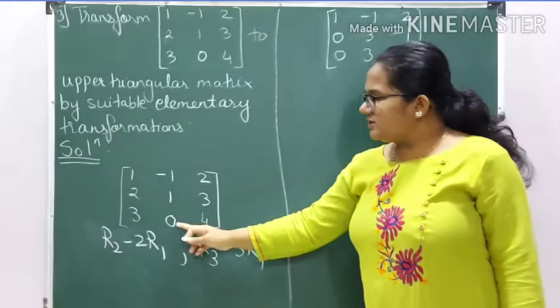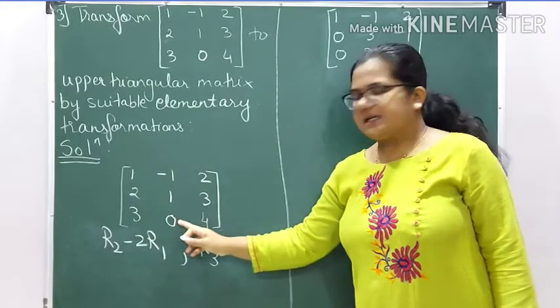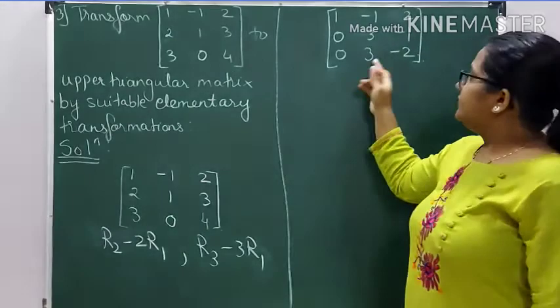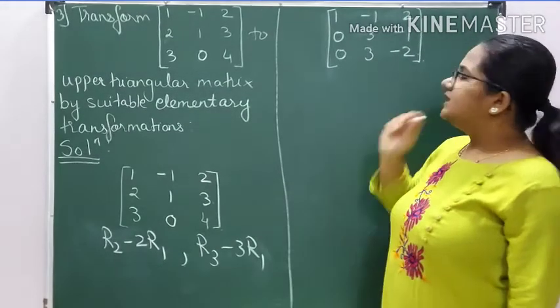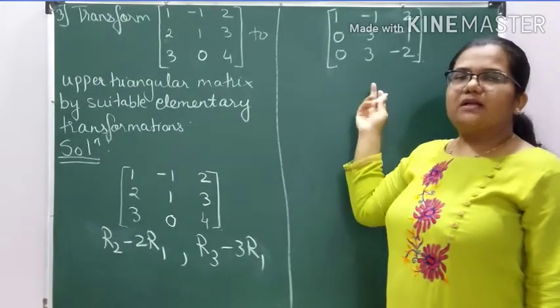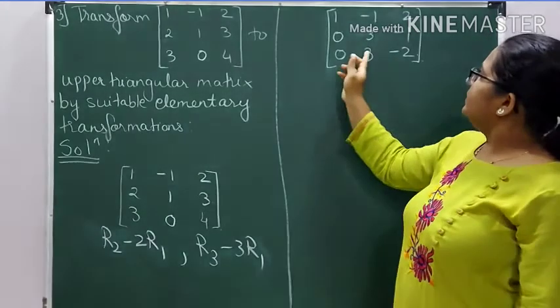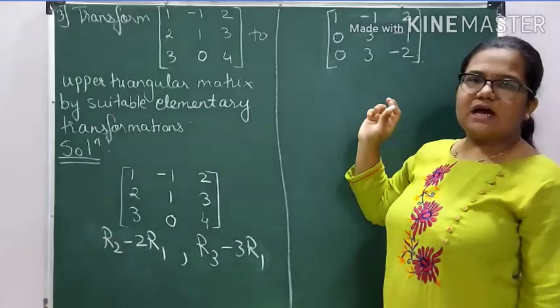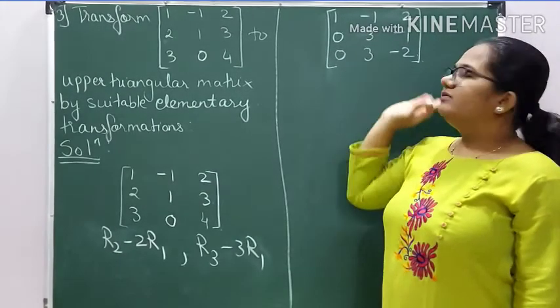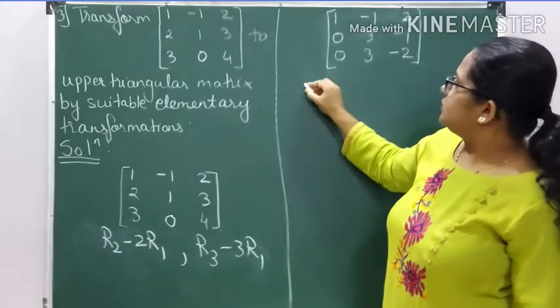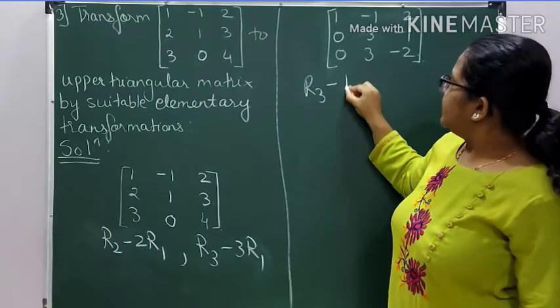Now this was actually 0, but converting this to 0, this element has now become 3. So we will have to do one more operation to convert this element to 0, so that the matrix becomes an upper triangular matrix. So a very simple operation will be, if you subtract R3 minus R2, so 3 minus 3 will give me 0. Very simple operation. So here R3 minus R2.